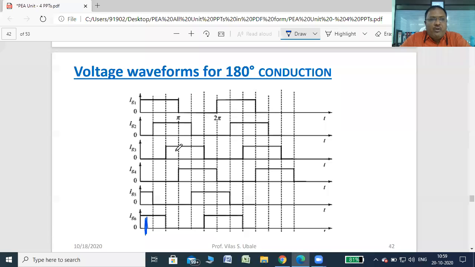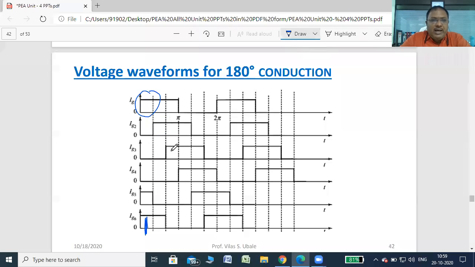Now check the output waveform. See, the gate voltage 1 is applied for the S1 switch, right? That time the S2 switch is off. Check here, S2 is off. In the next cycle, S2 is also on, right? You can check here.